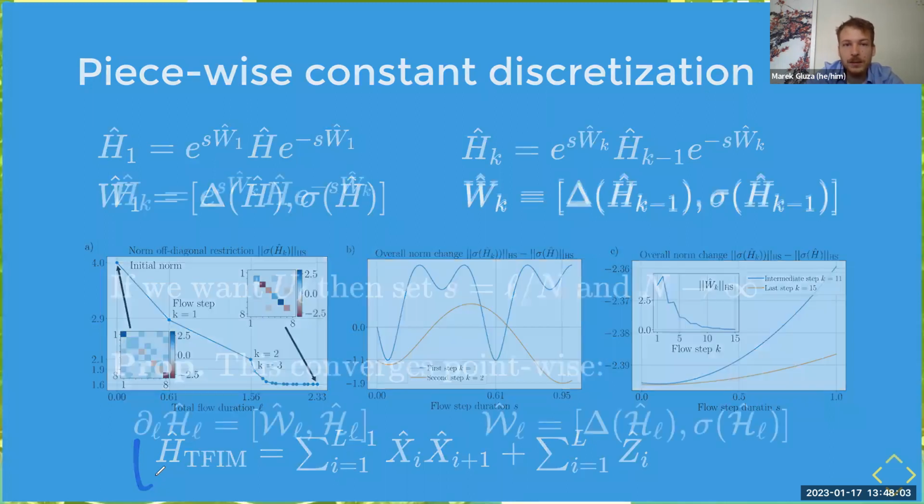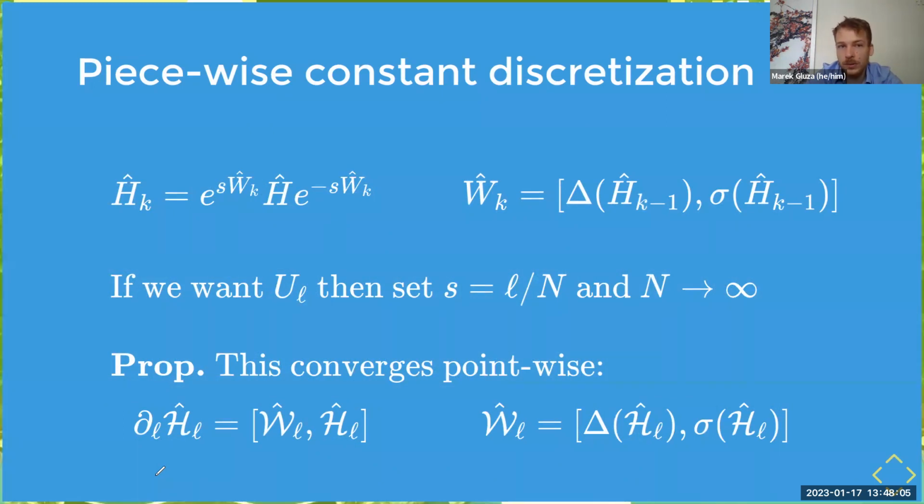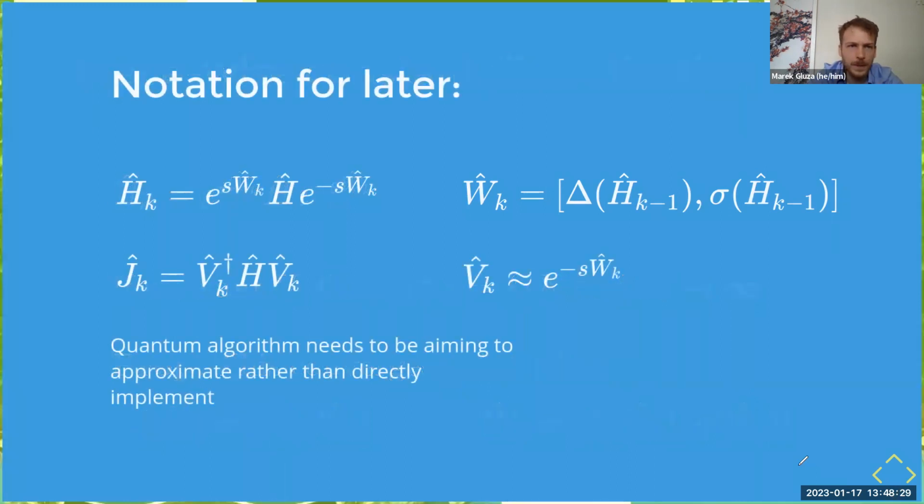Okay, so just to say this procedure, if I let S, the flow step duration, tend towards 0, then we will have pointwise convergence to the continuous flow that I was introducing, that is coming from condensed matter theory. So here everything works out okay. There's no problems here with the discretization. That's something that I'm proving in the paper as well.